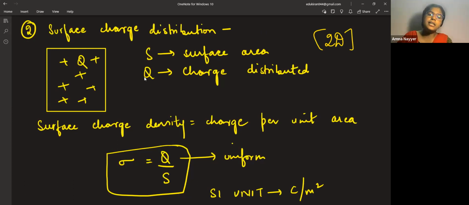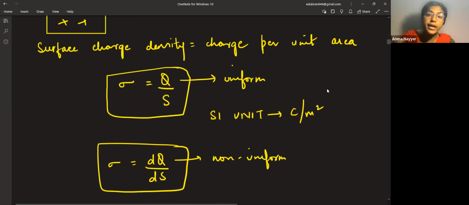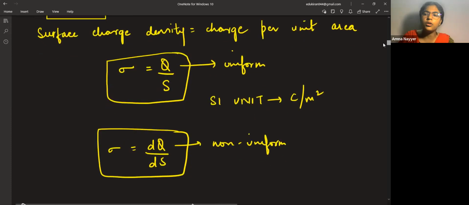So we represent it with the symbol sigma. Lambda was for linear. This is for surface charge density, sigma. So the SI unit is coulomb per meter square. Meter was just for the lambda one. Sigma's SI unit is coulomb per meter square. And same thing, dq over ds for non-uniform.